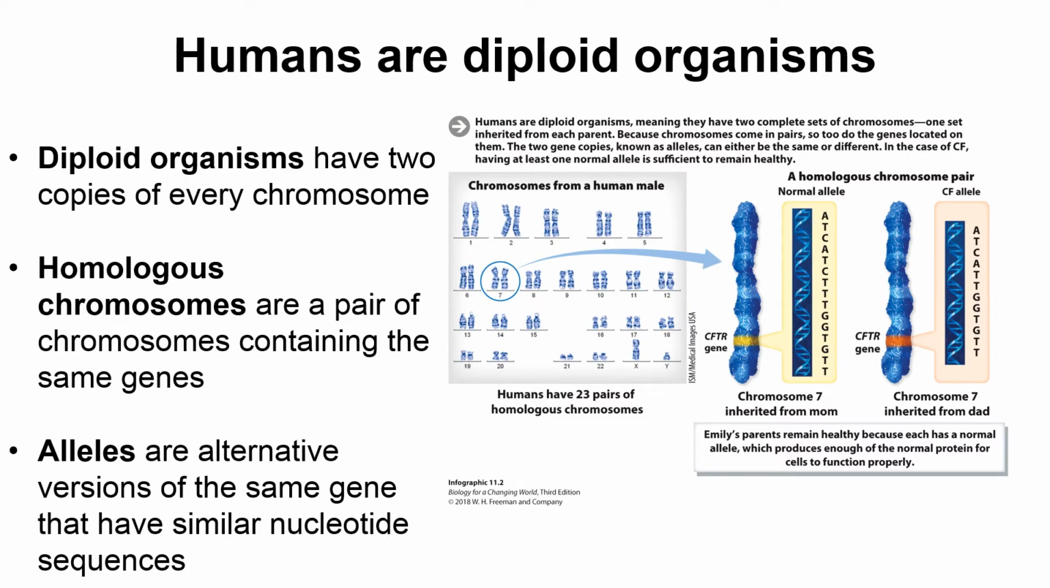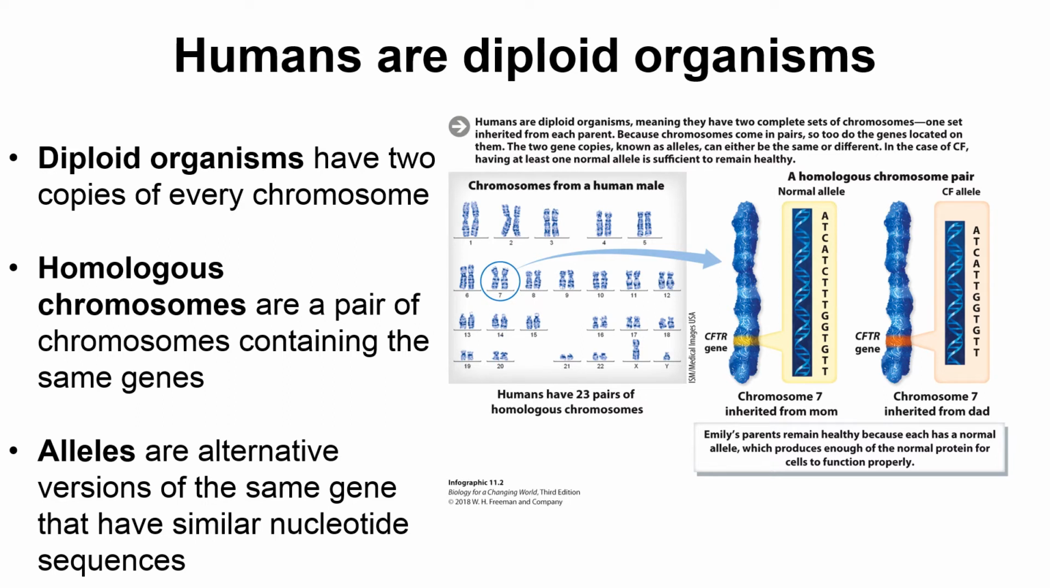We as humans, we are considered diploid organisms, which means that we have two copies of each chromosome. So in the case of humans, we actually have 23 pairs of chromosomes, or a total of 46 chromosomes. So that means that we have two copies of chromosome 1, two copies of chromosome 2, two copies of chromosome 3, and so on and so forth.